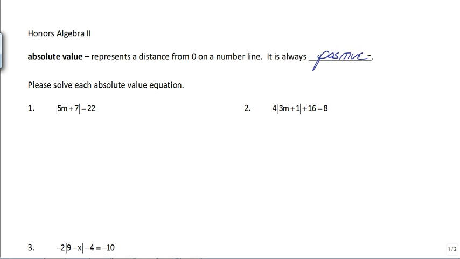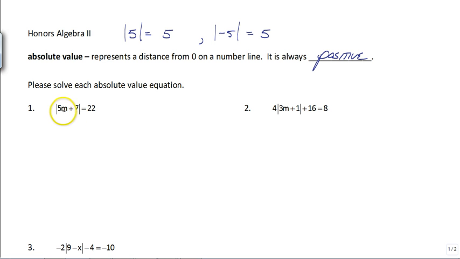Okay, so how do we solve this then? Well, let's think for just a moment. What is the absolute value of 5? That would be 5. On the flip side, what is the absolute value of a negative 5? That's still going to be 5. So the absolute value of a positive or a negative is going to be positive. So when we're solving equations, we need to keep that in mind.